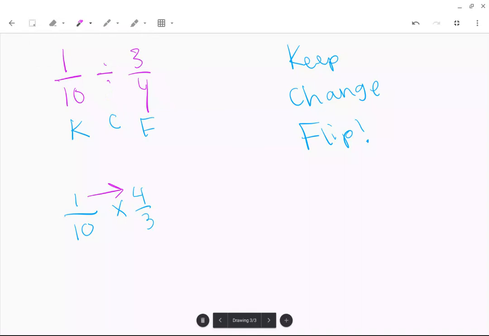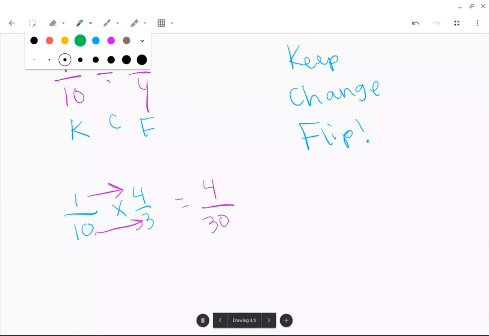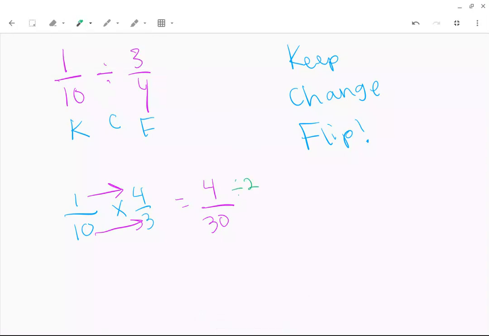We're just going to multiply across like normal. So I have 1 times 4, that gives me 4, and I have 10 times 3, and that gives me 30. Once again, this fraction is divisible by 2, which means I can divide by 2. I know that because 4 can be evenly split in half, and 30 can be evenly divided by 2. So I'm going to divide 4 by 2 and 30 by 2. 4 divided by 2 gives me 2, and 30 divided by 2 gives me 15.